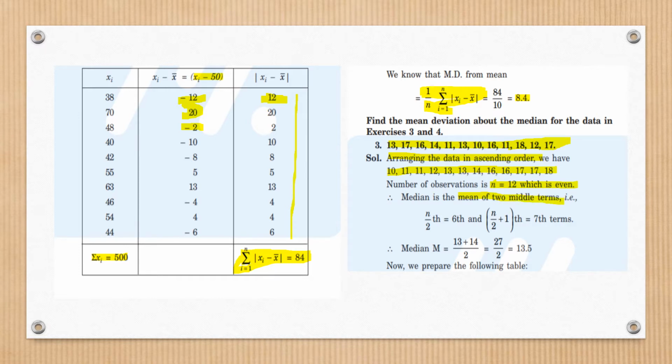So how to find the two middle terms? One is the n by 2, that means 12 by 2, that is the 6th term, and the next one is the 7th term. Count from here: 1, 2, 3, 4, 5, 6, the 6th term and the 7th term are 13 and 14, right? So median is the average of the 6th and 7th terms, that is 27 by 2, that is 13.5.